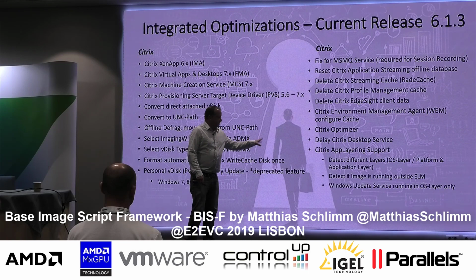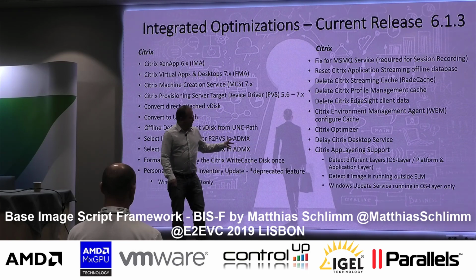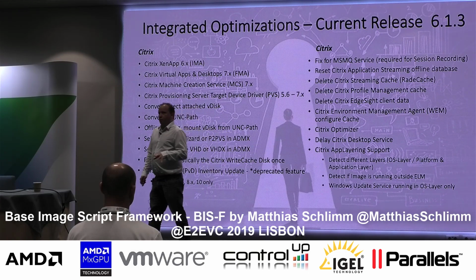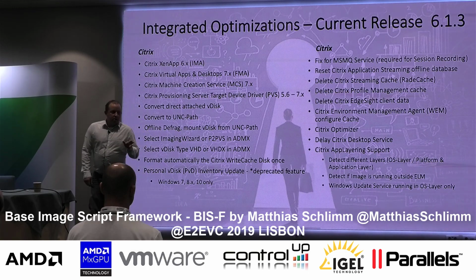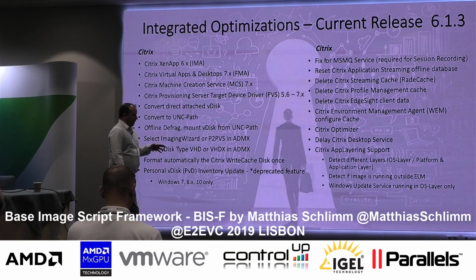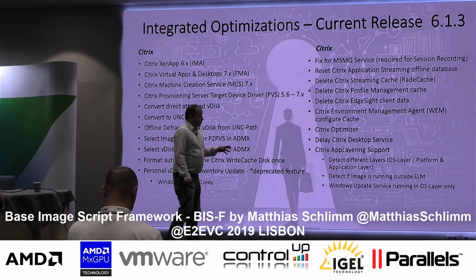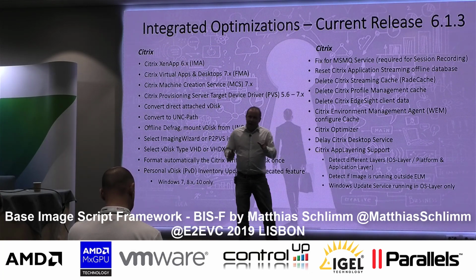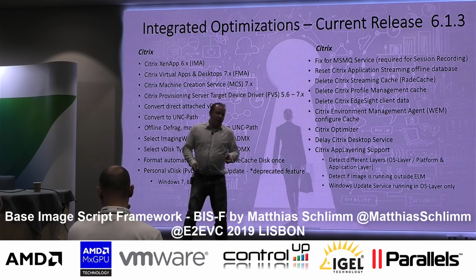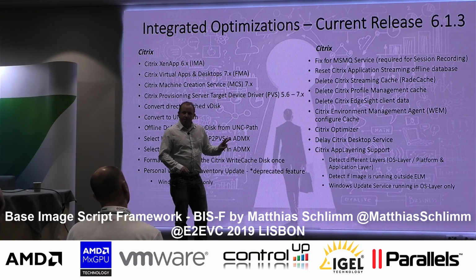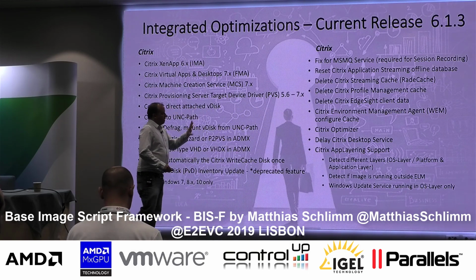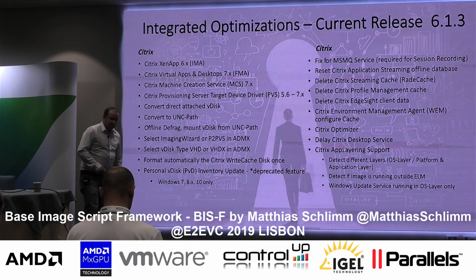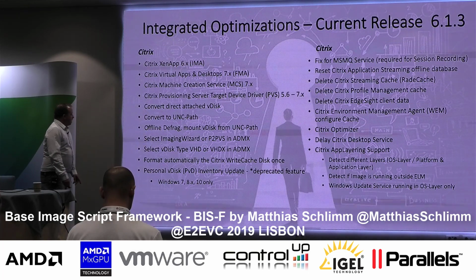Also for Citrix App Layering, we can detect all layers in a different way. So not only app layer, platform layer, and OS layer. Mostly the app layer and the platform layer would be handled as the same, but with BIS-F we can handle both layers differently. And all the other parts that are here on the list.